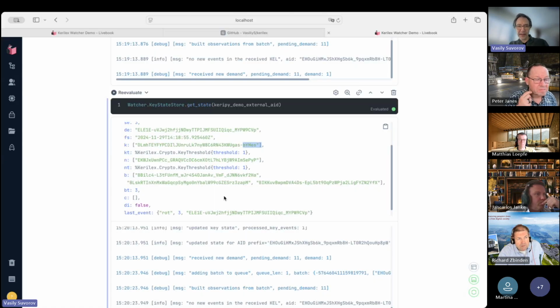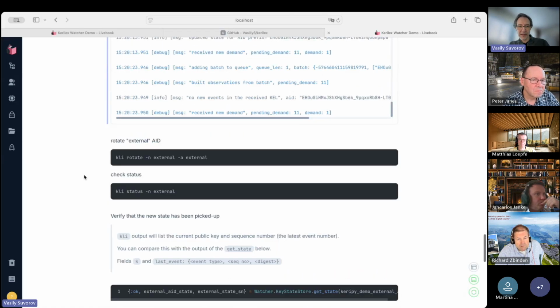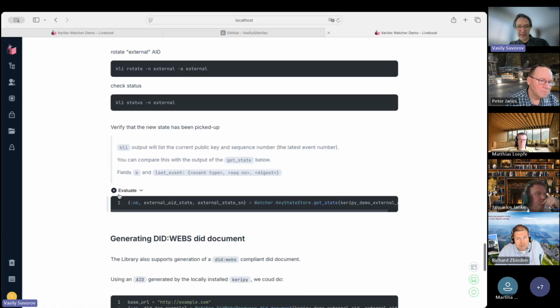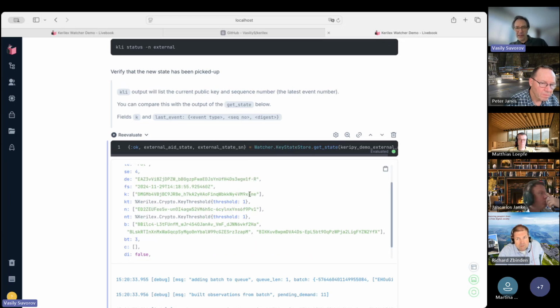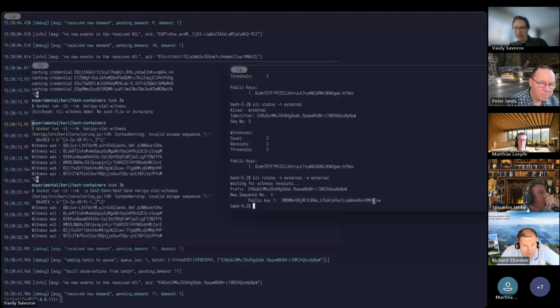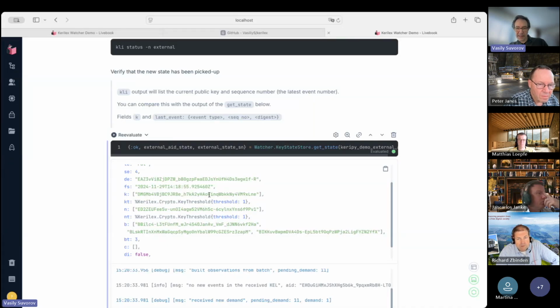So let's check it again, and let's see. Yes, so now the last event is number 4. That's the digest of the event, and that's the new key. Is that the new key? XLNE. Yes, that is the XLNE. That's the new key, right?